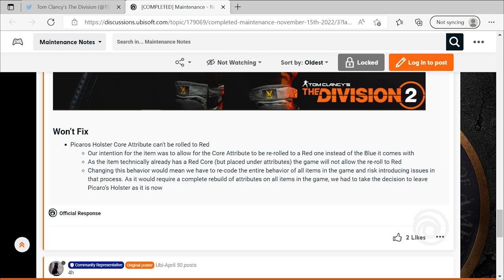They have said for 2 months now that they are working on allowing you to roll red on Picaro's holster. It was supposed to be a fix in TU 16.1, and then they said it didn't work. And then they kept working on it. I think the biggest blunder here is the communication. I understand, at the end of the day, what are you going to do about the fact that they would require a complete recode?